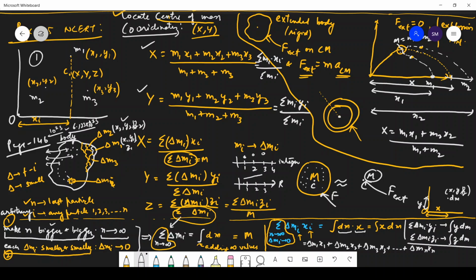Suppose I remove 10 atoms from it. Will the number change? No, because it will remain 6.123 into 10 to the power 23. Have you understood it, students? Yes, sir. Even if you remove 1 million atoms, there is still no impact on the number of atoms, because the number that you are removing is negligible.